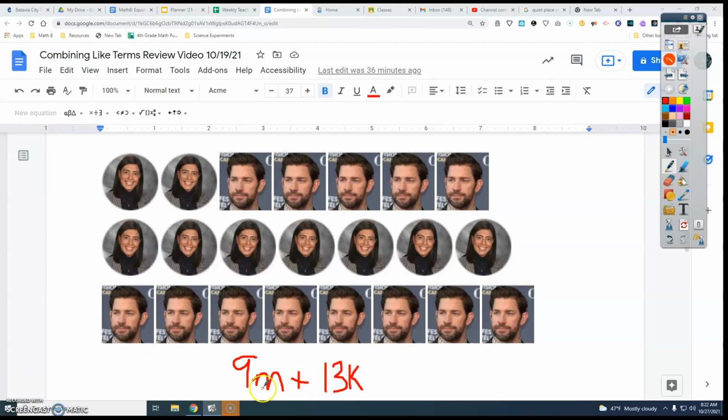And an expression is something that doesn't include an equal sign. So in this expression, we have two terms. We have 9M and 13K, and it's two terms because it's separated by an operation. And our coefficients are 9 and 13, and our variables are M and K. Okay, so we cannot combine this anymore.